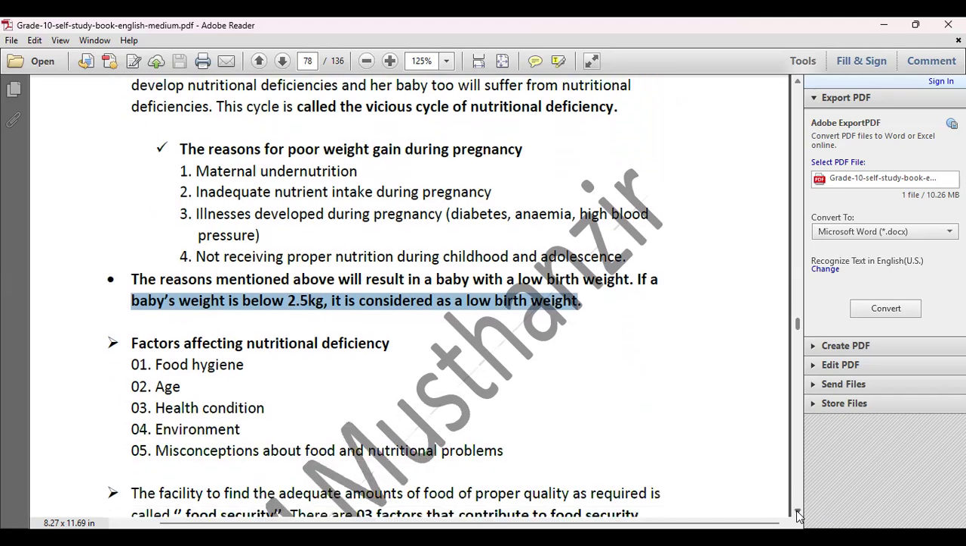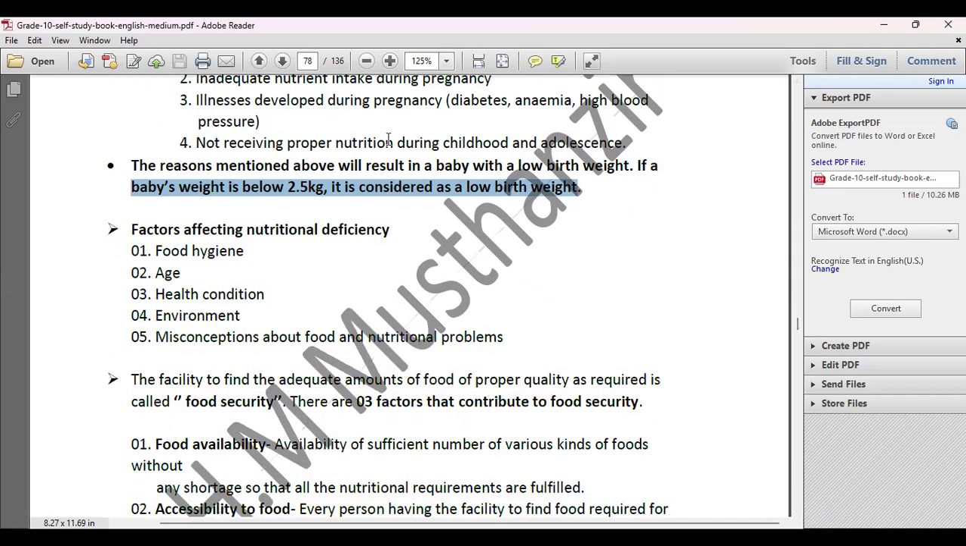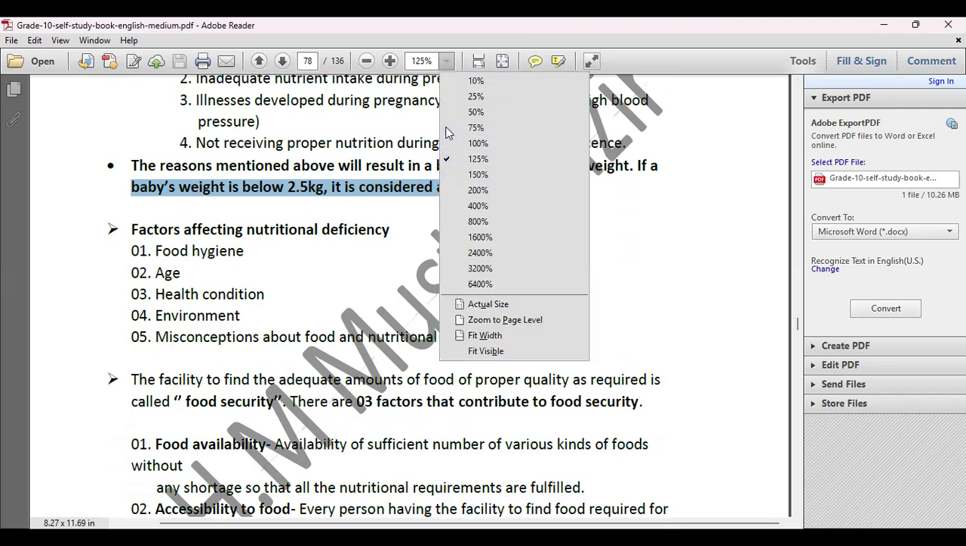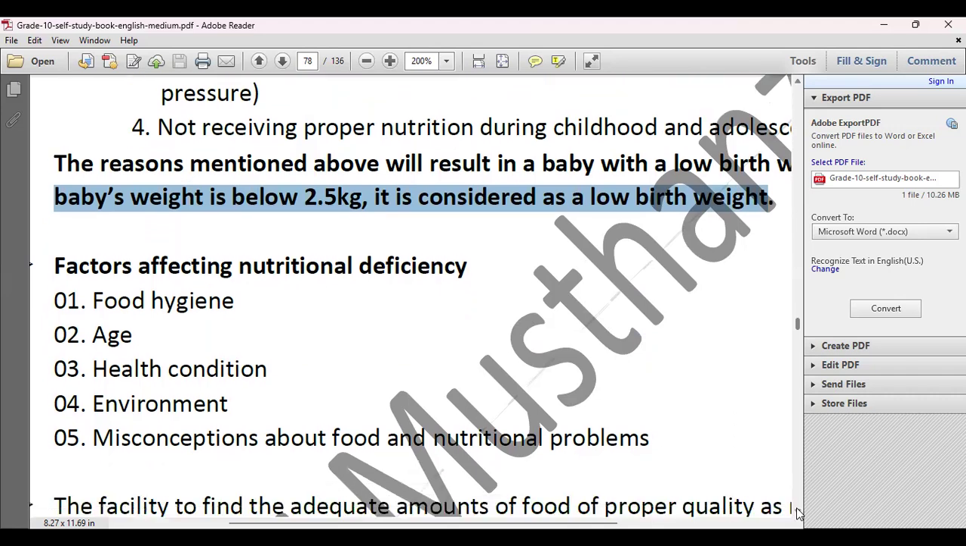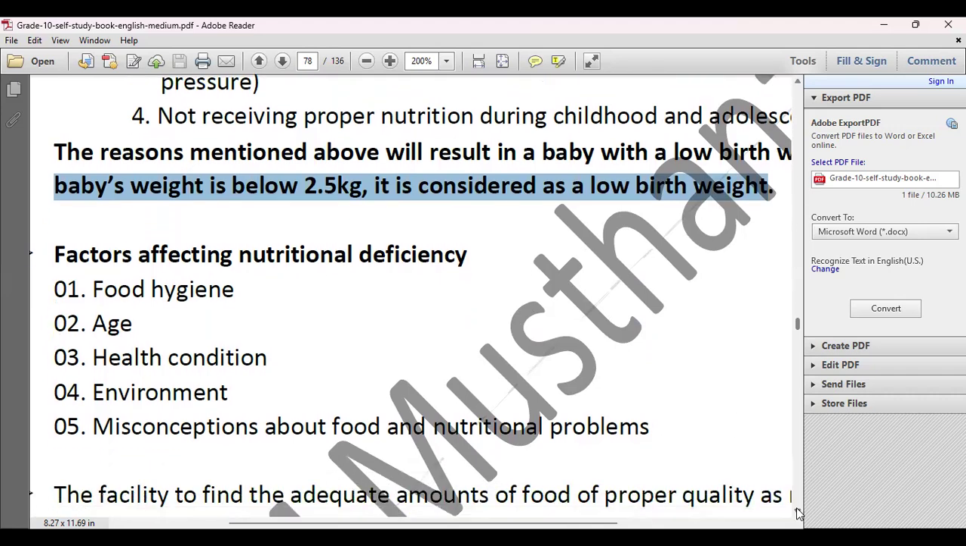Okay, children, write the next topic: factors affecting nutritional deficiency. Can you read it out? There are 5 factors which affect nutritional deficiency. First one is food hygiene. Within brackets, write food security and food safety. When you talk about food hygiene, we talk about food security and food safety within brackets.